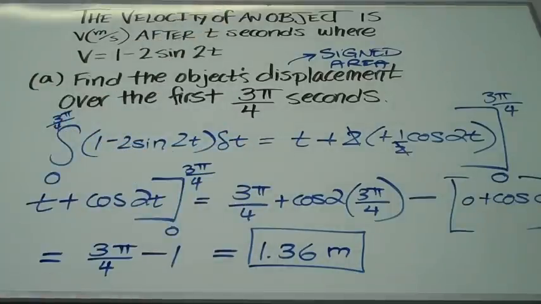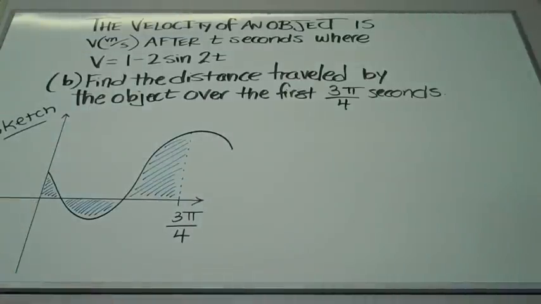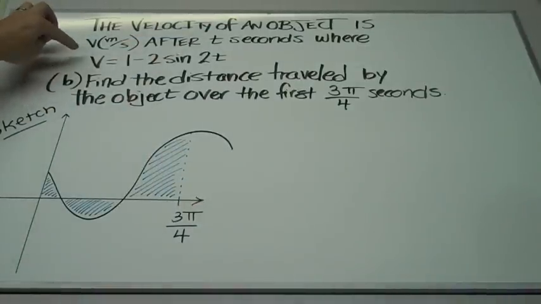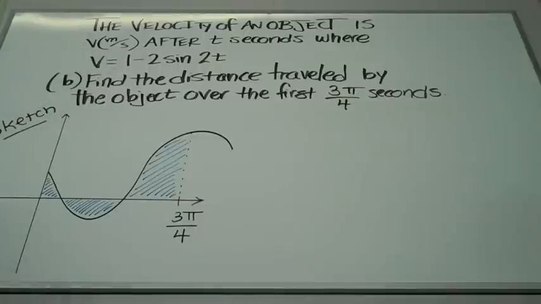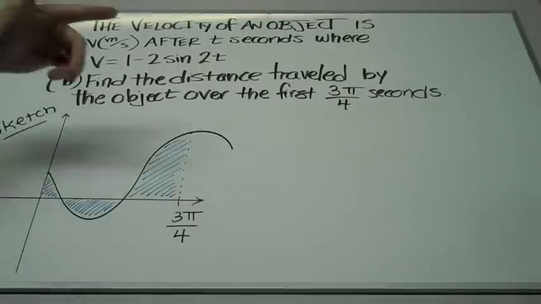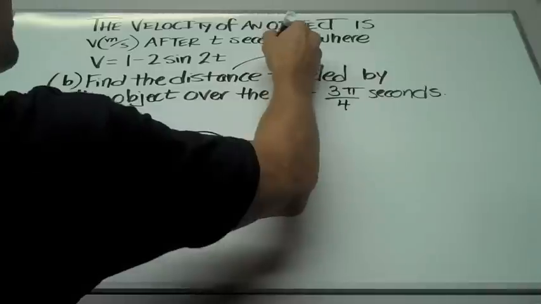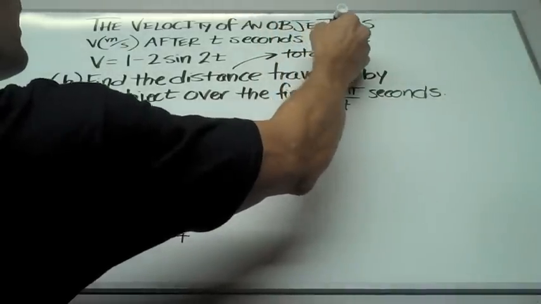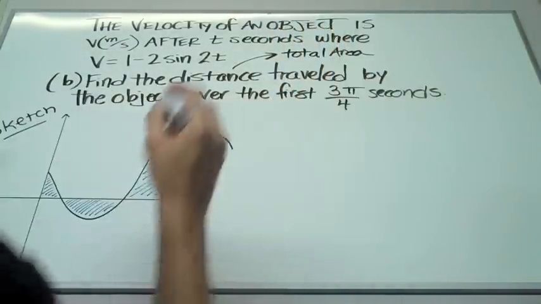That's the signed area. Now the second part of this problem says the velocity of an object, v meters per second, after t seconds, where v is equal to 1 minus 2 sine 2t. The second part of this problem says find the distance traveled. So now we're talking about total area. No longer just the signed area.